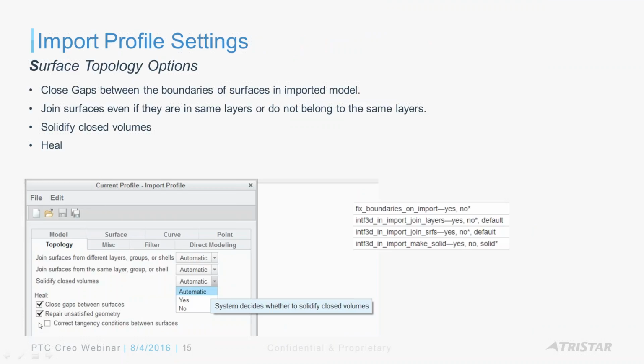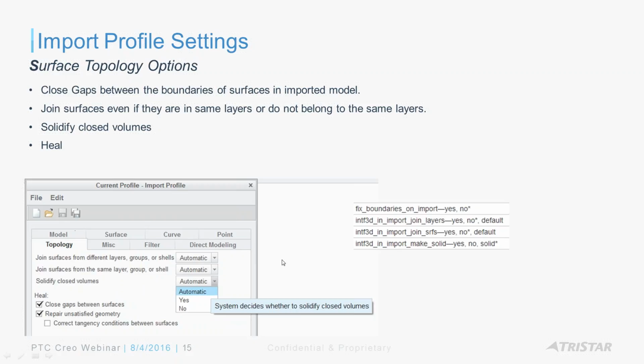Not sure if you guys have tried it. There used to be legacy config.pro options that we used to have. You can either use the config options, but I would at least encourage you to select the heal options, like close the gap between surfaces, repair unsatisfied geometry, try to solidify if you can, and join surfaces from different layers, same layers, right?